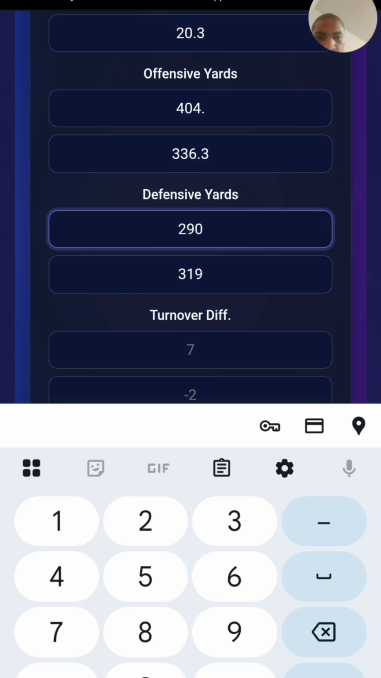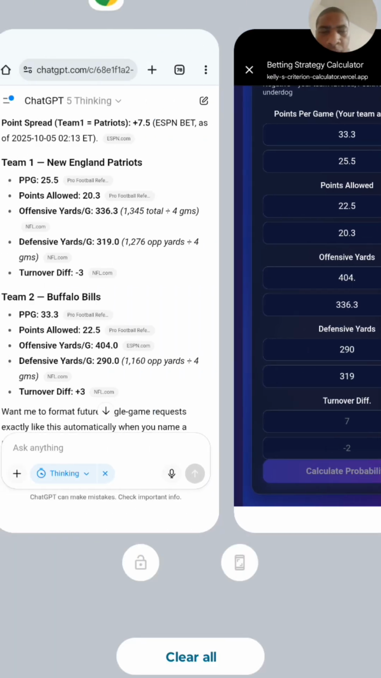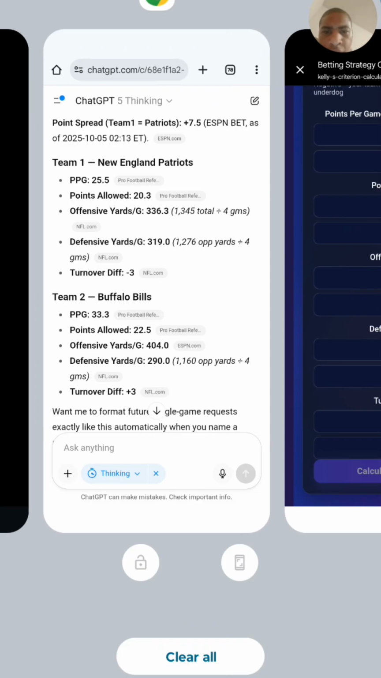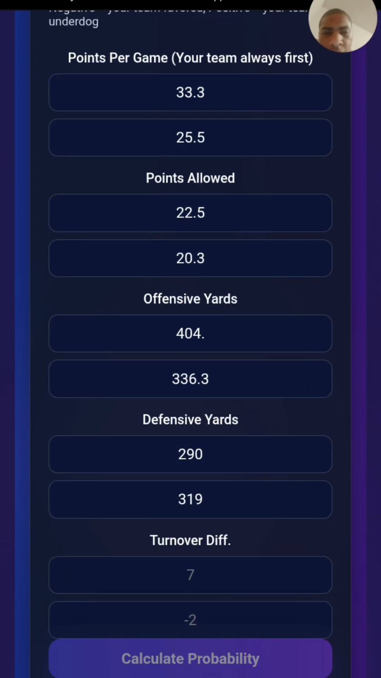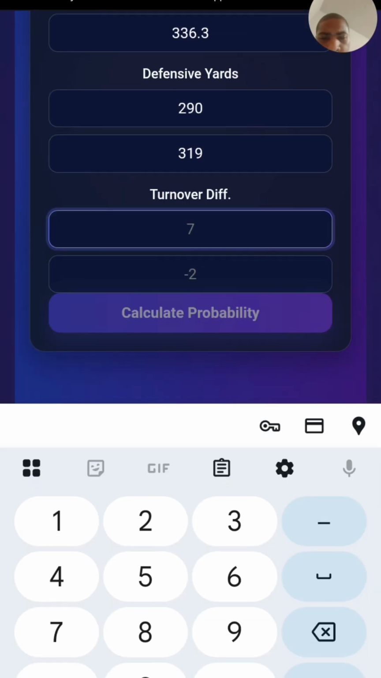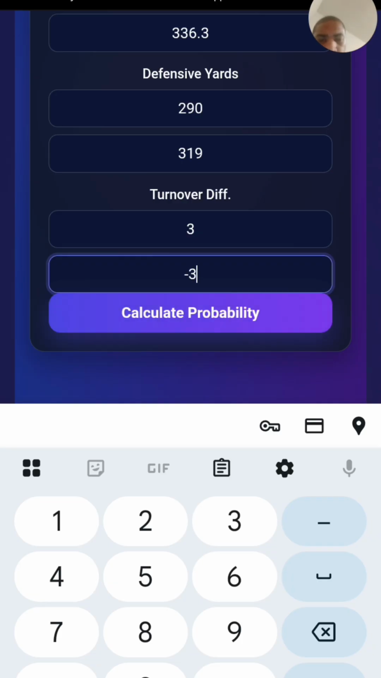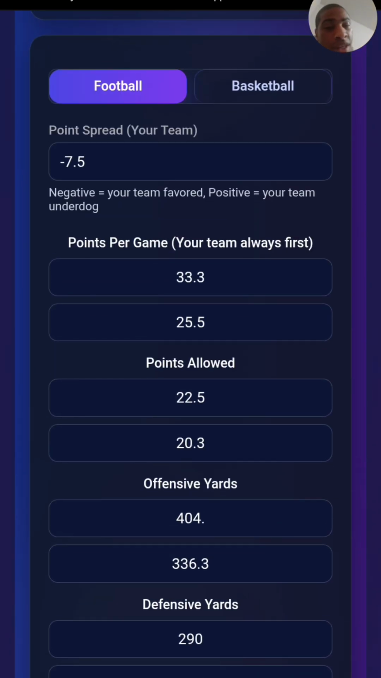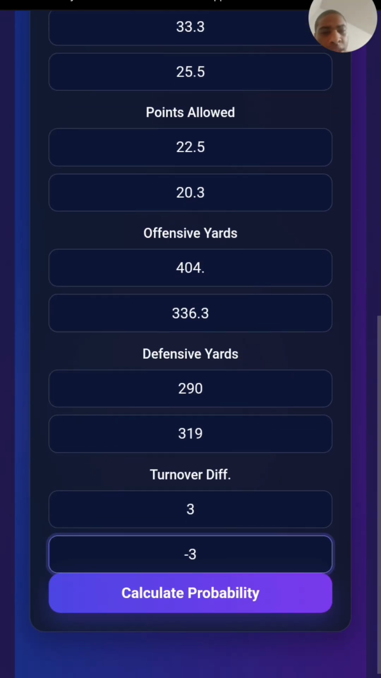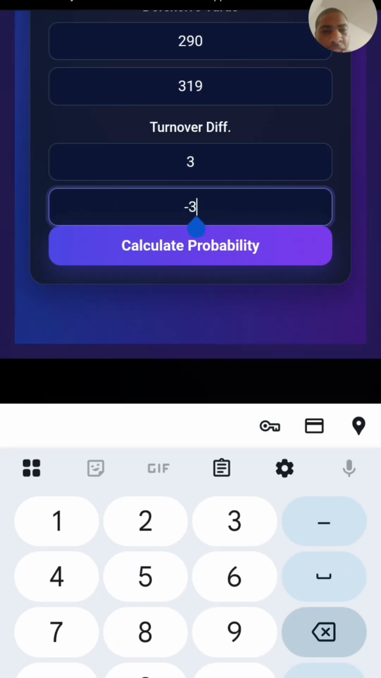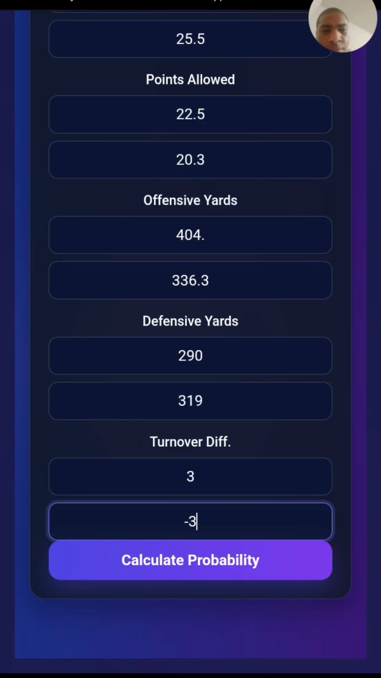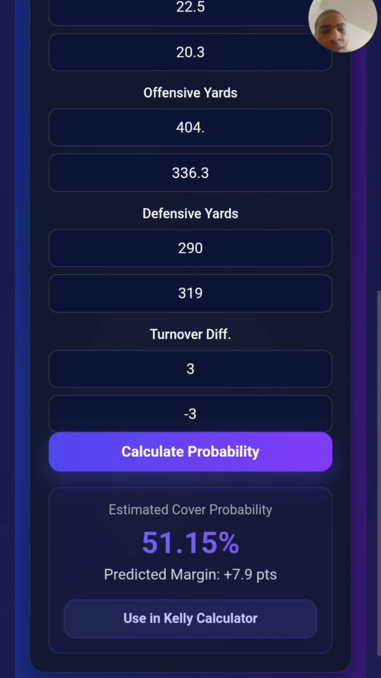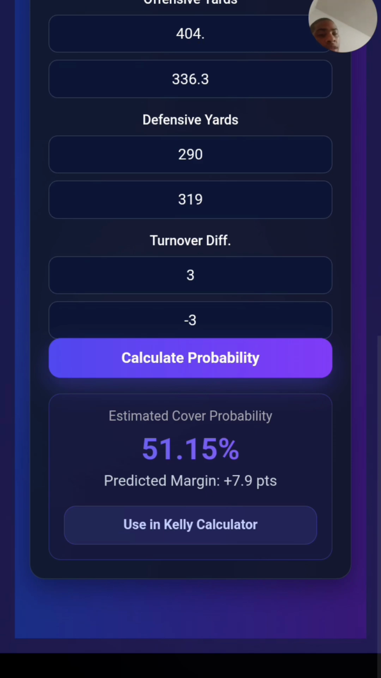Yeah, I ain't gonna cap, the Bills might smoke them. What's the turnover difference? Minus 3, plus 3. Okay, so 3, minus 3. Now notice this calculator is not going to work unless you have all the fields, right? So if you just take off one of these fields, it's not going to work. Calculate that.